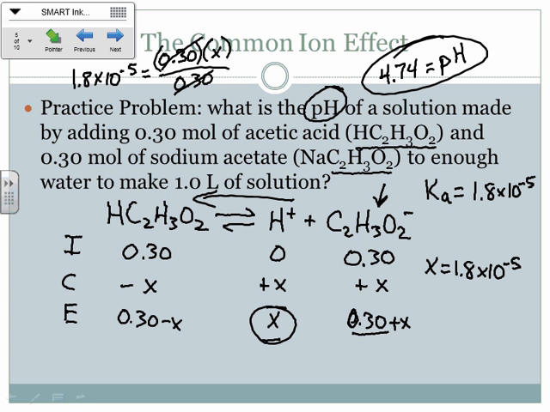And you can actually do a quick calculation. All you'd have to do is change this calculation up here to an x squared at the top and a 0.3 at the bottom. If you do that, you can figure out that the x would have been 0.0023 or something like that. That would have been your H plus concentration without putting in the sodium acetate. So then you take the negative log of that, and your pH is right around 2.64. So quite a bit lower if we didn't put the sodium acetate in.